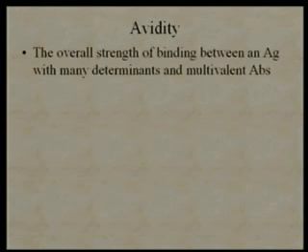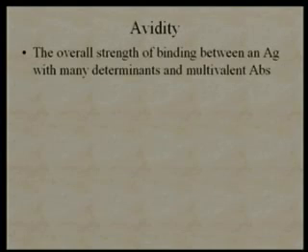All right. The other term that's used to describe the strength of binding between antigens and antibodies is avidity. So avidity is the overall strength of binding between an antigen with multiple antigenic determinants and multivalent antibodies. Affinity, we dealt with just a single reaction going on, a single combining site reacting with a single epitope. But that's not what we have in the real world. In the real world, antibodies are at least divalent, right? At the minimum, they're divalent. IgM can be pentavalent.